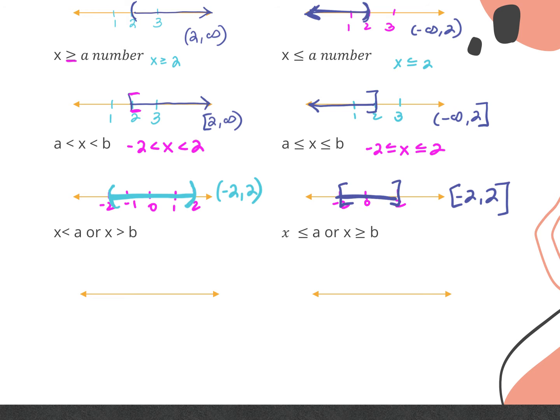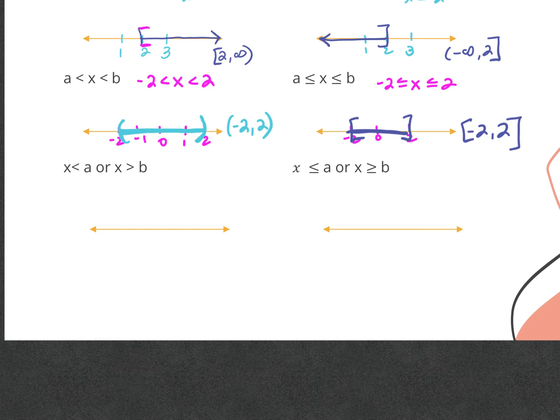The last two are "or" statements. So x is less than a or x is greater than b. In order for these to be statements that work, this would have to be less than, like let's say it's less than 1, or it would have to be greater than something greater than 1. So you can't have, like I'll show you what happens if it's an overlap. But let's say it's less than 1 but greater than 3.